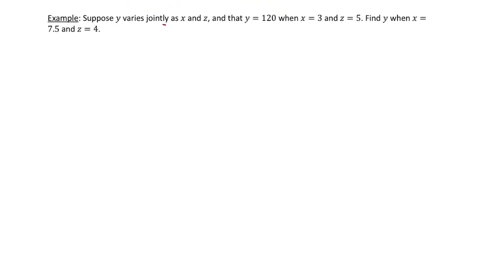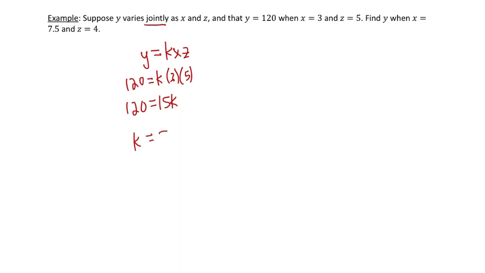Suppose y varies jointly as x and z. So our equation is going to be y equals kxz. And that y equals 120 when x is 3 and z is 5. So find y when x is 7.5 and z is 4. Okay, so let's plug in what we have here. We have 120 for y, and for x we have 3, and for z we have 5. So notice we get 120 is equal to 15k, and so k is equal to 8. 120 divided by 15 is 8. So k is our variation constant. So our equation is y equals 8xz. Okay, because it's kxz, but the k was 8.